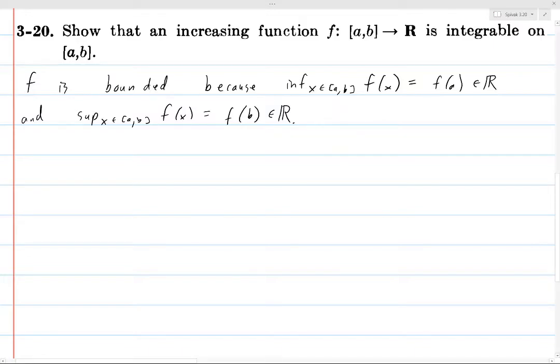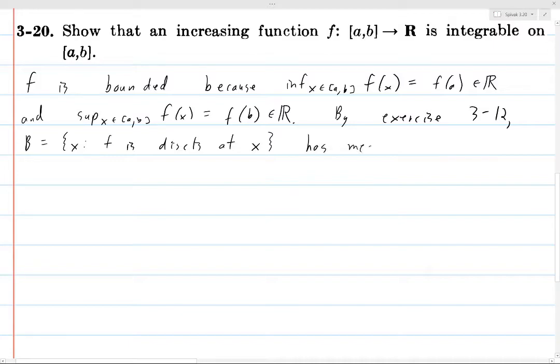All right. So now here's the part that we've done before. By exercise 3-12, B, the set of all x such that f is discontinuous at x, has measure 0.